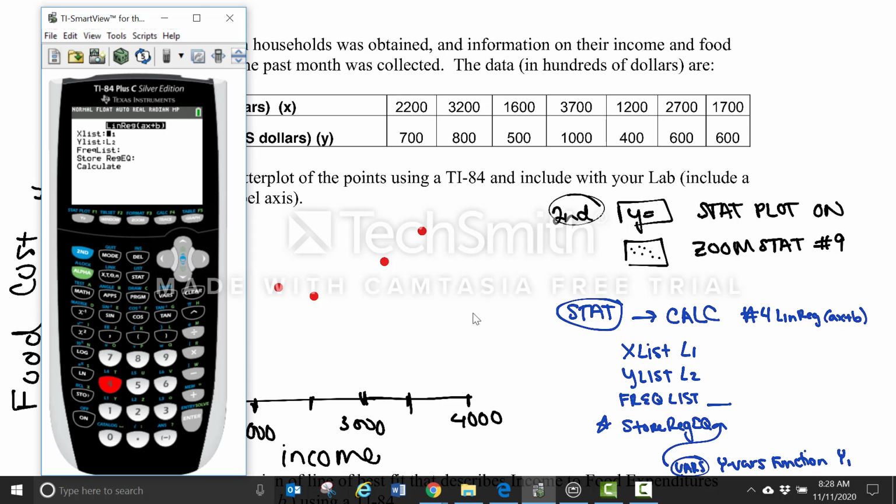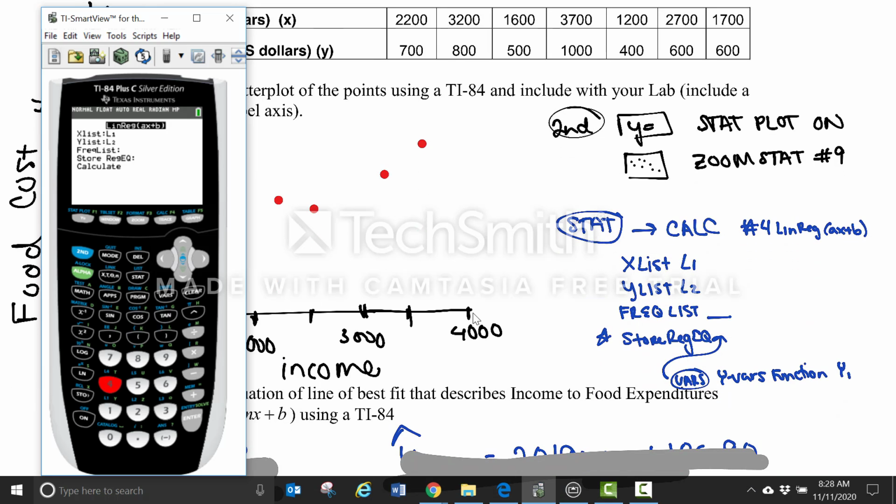I like to store my regression equation because it's going to give you a y equals mx plus b equation, and then you'd have to go back into y equals and type it in if you wanted to see it on the graph. Instead, I just wanted to put it there. So you can stop right here, or you can put your cursor right in front of store equation.